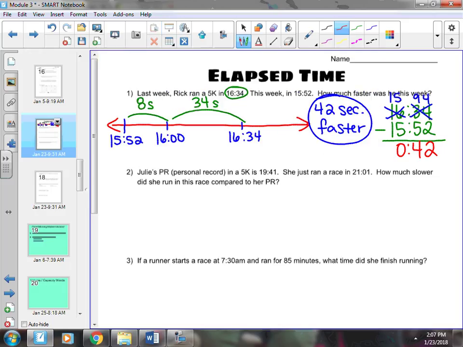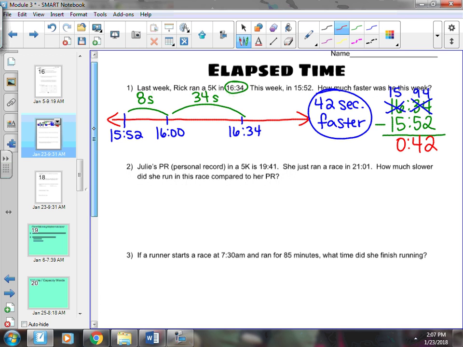Let's see if that looks like our other answer. Yeah, 42 seconds faster. Excellent. So we can show it with a number line. We can also show it with a subtraction problem.